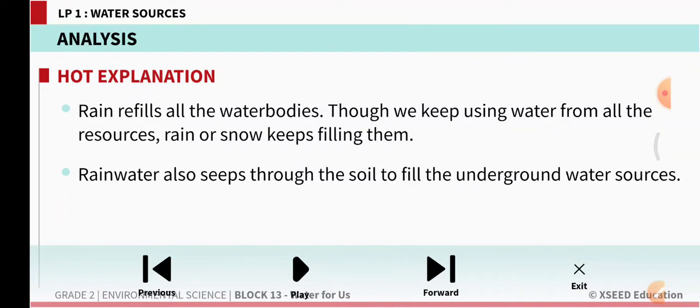Whenever some water is drying up from the water bodies, again rain falls and the water gets collected in these water bodies. Rainwater also seeps through the soil to fill the underground water sources. What is the meaning of this sentence? When it rains, some water is absorbed by the ground. It seeps down, gets filtered down and collected in the groundwater.